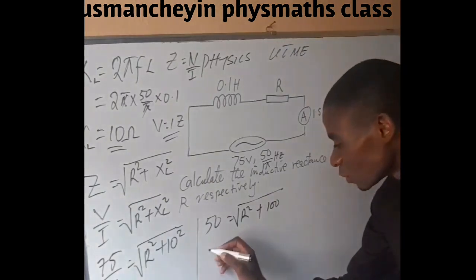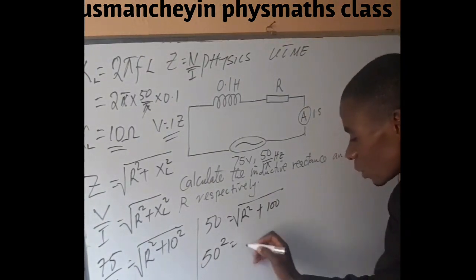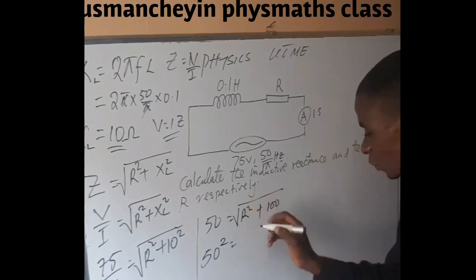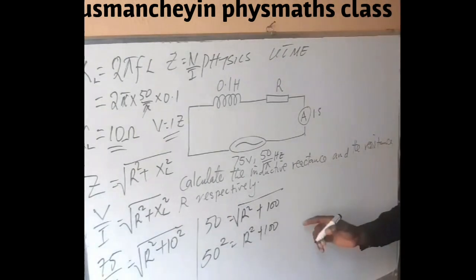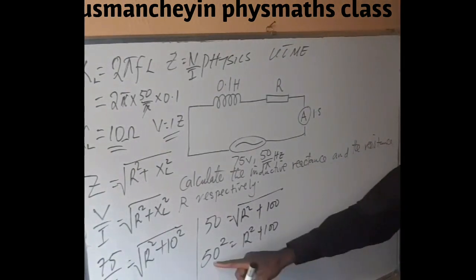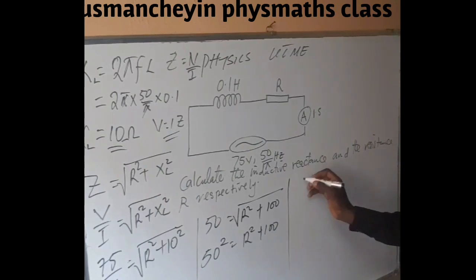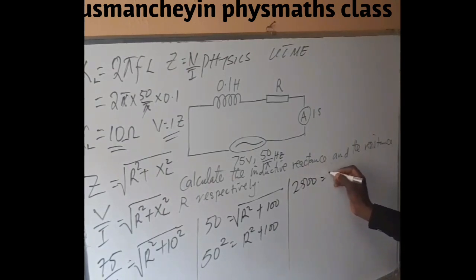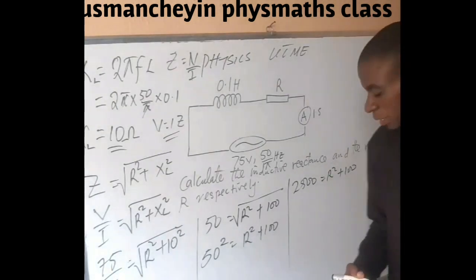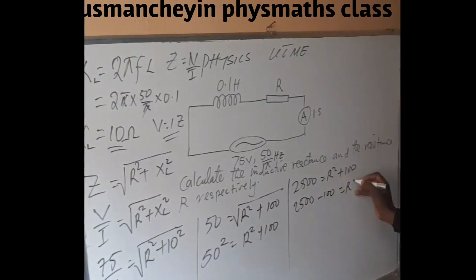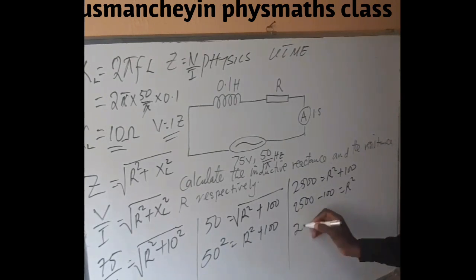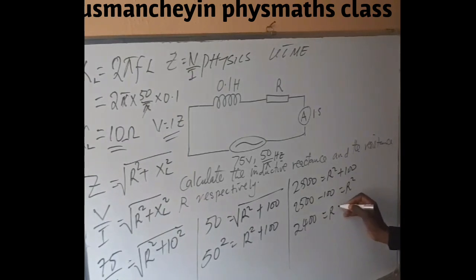So squaring both sides, we're going to have 50 square equal to, if you square this side, the square root will go. So you'll be left with R square plus 100. Now 50 square, we are going to have 2500 equal to R square plus 100. Now collection of like terms will come into play. We'll have 2500 minus 100 equal to R square. Now 2500 minus 100 is going to give us 2400 equal to R square.